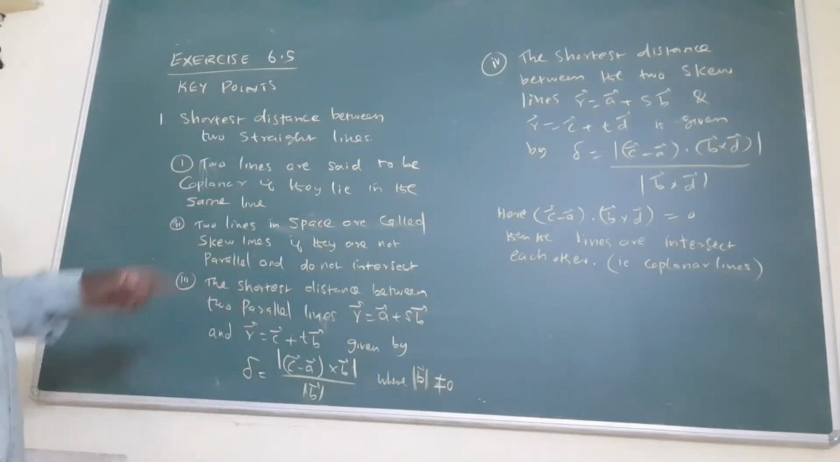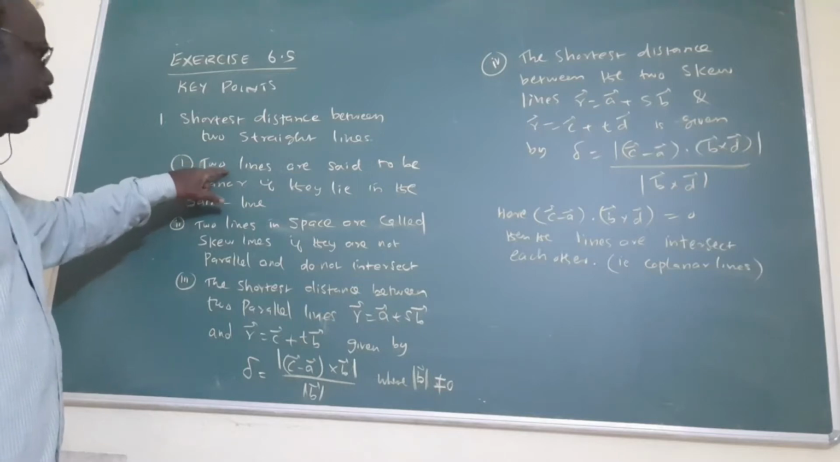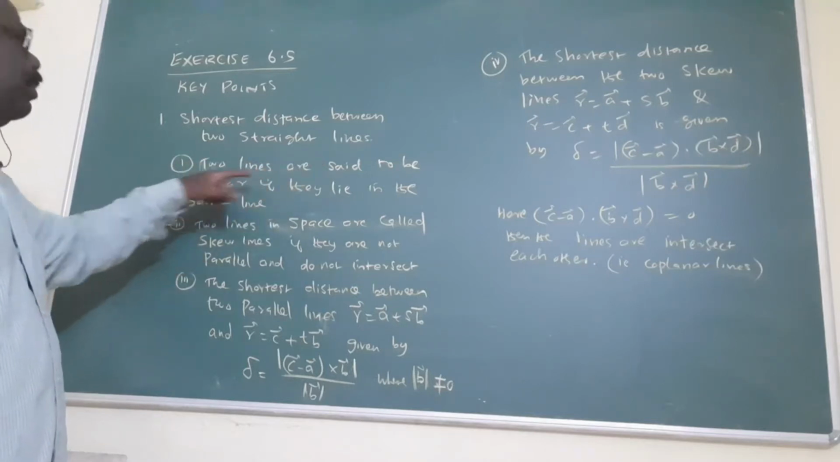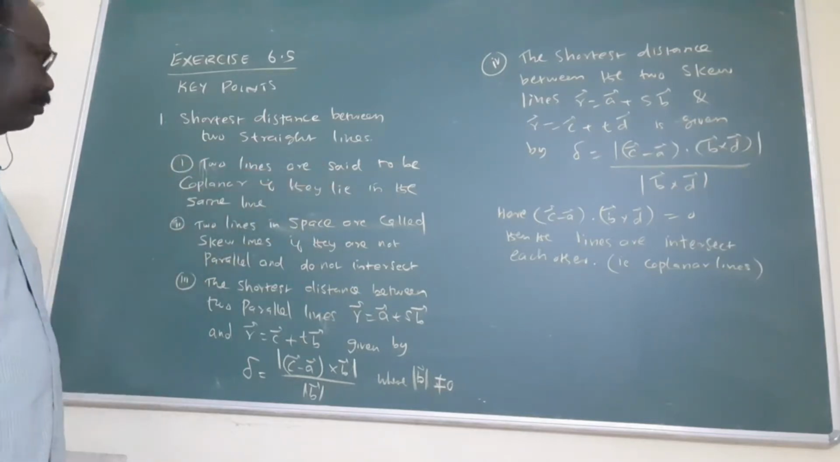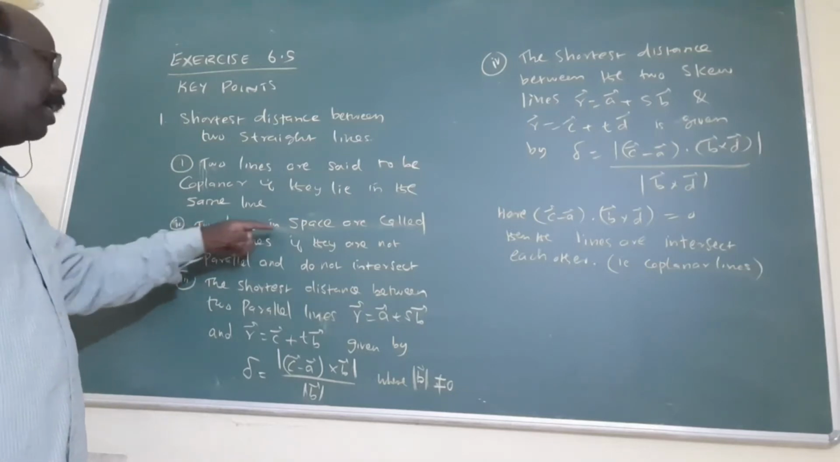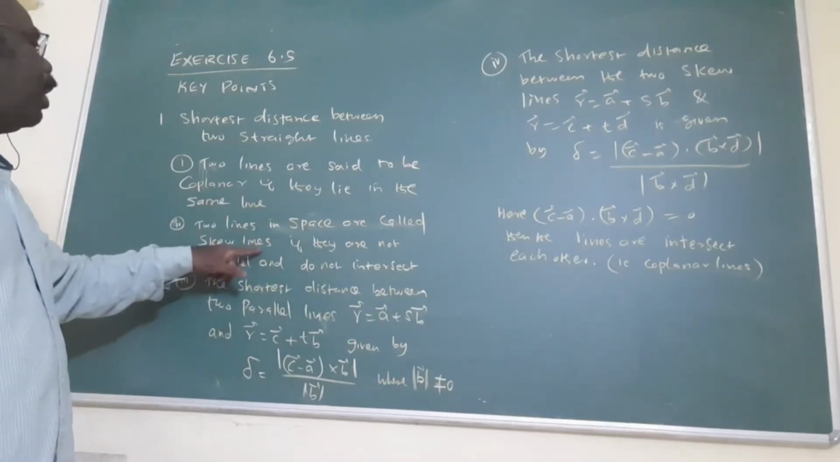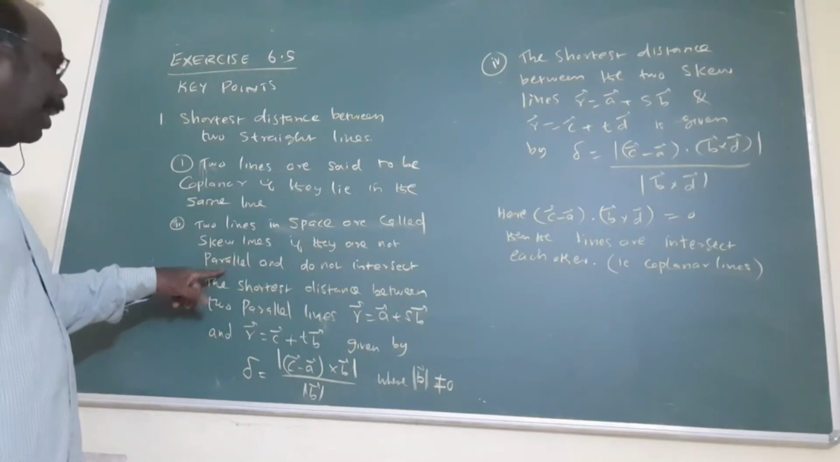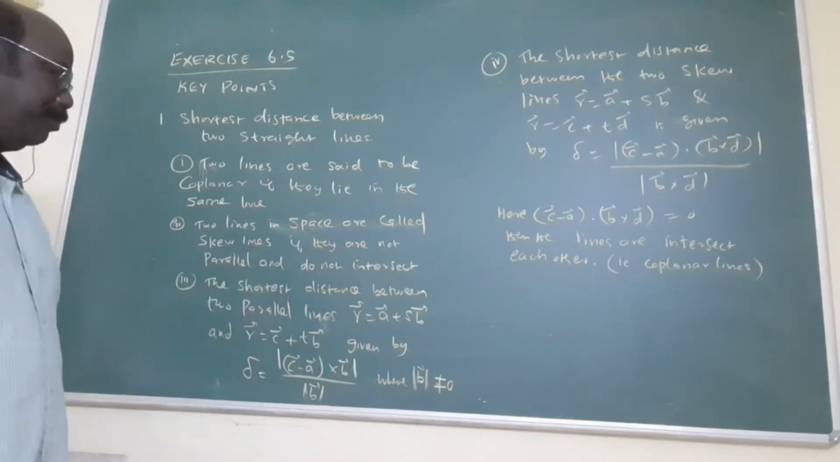Two types of lines are there. The first one: two lines are said to be coplanar if they lie on the same plane. Two lines in space are called skew lines if they are not parallel. That is, they do not intersect.